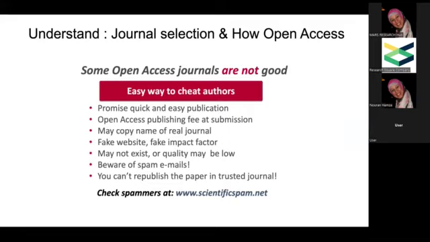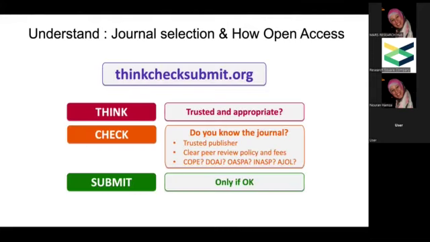because of course many open access journals are not good. There's an easy way to cheat people. People are paying money to get their papers published. This has led to a predatory publishing business model, a quick promise, and easy publication. We've talked about this before. Open access publishing fee at submission. You can check spammers at scientificspam.net. And we also recommend this fantastic resource, thinkchecksubmit.org.